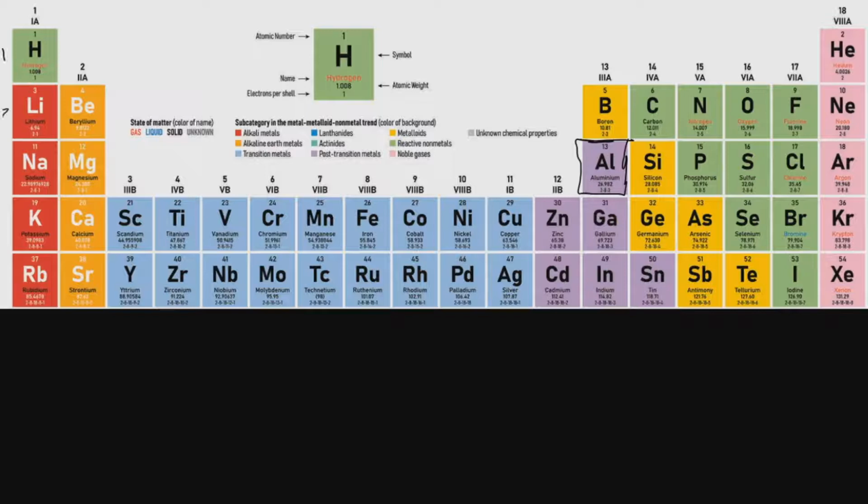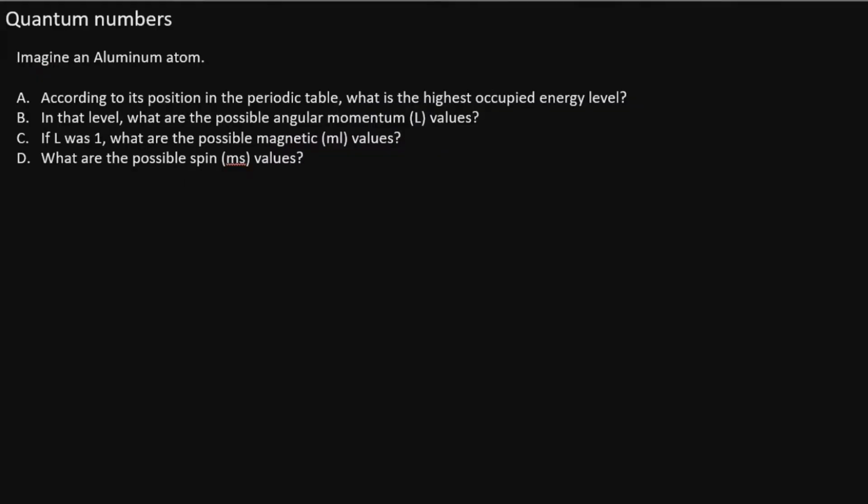We'll label the levels. We can see that aluminum is on the third row, which means its highest occupied level is level 3. Let's indicate that near our question. Question B asks, in that level, what are the possible angular momentum values, or L values?